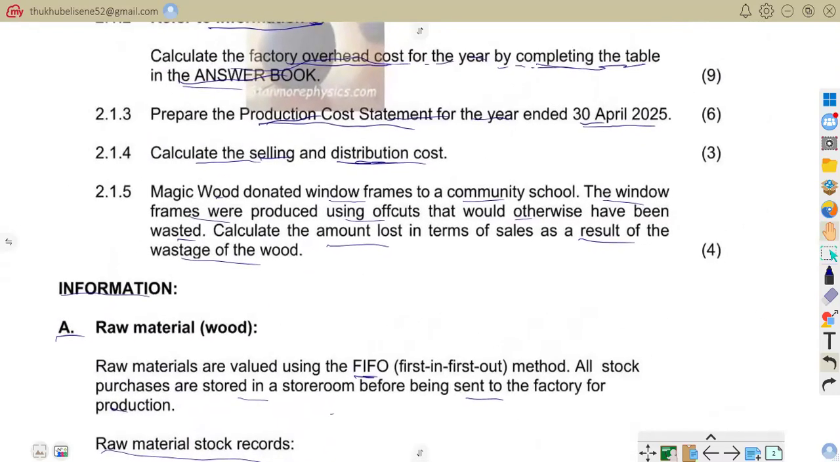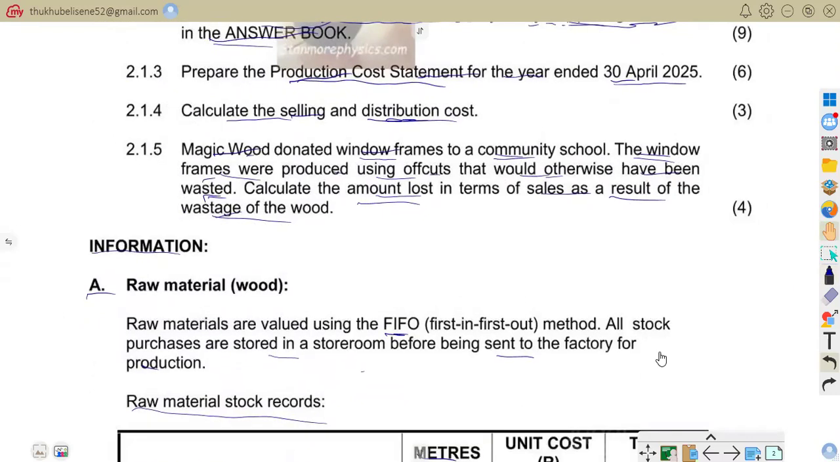2.15 says Meiji Goods donated window frames to a community school. The window frames were produced using offcuts that would otherwise have been wasted. Calculate the amount lost in terms of sales as a result of wastage of the wood. That is the amount that we are to calculate right now.